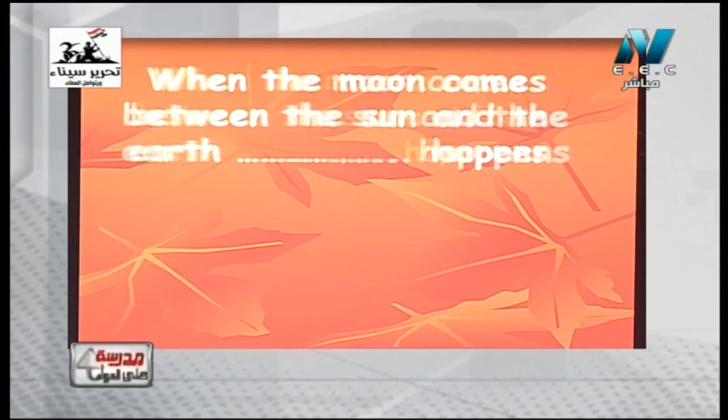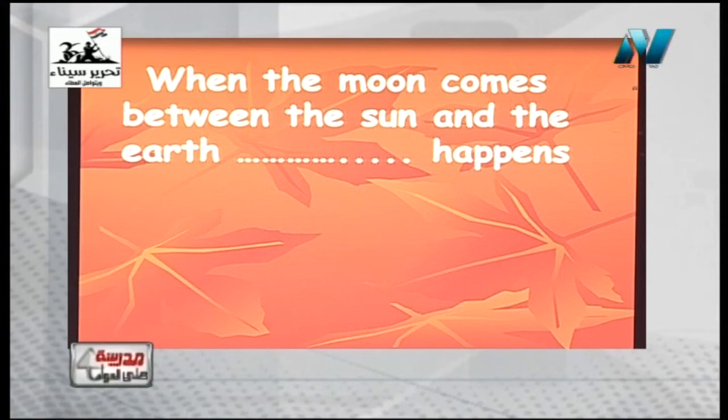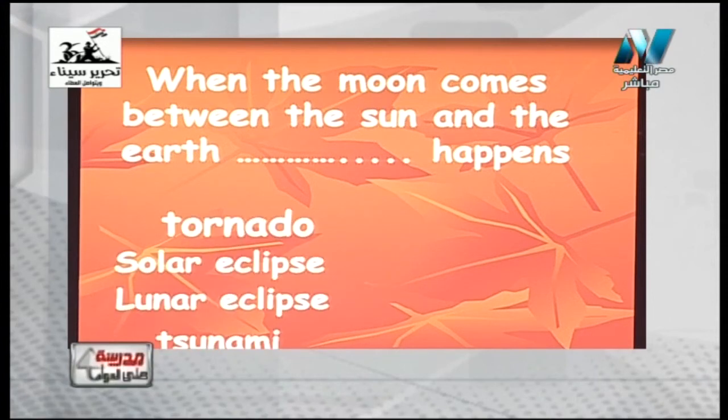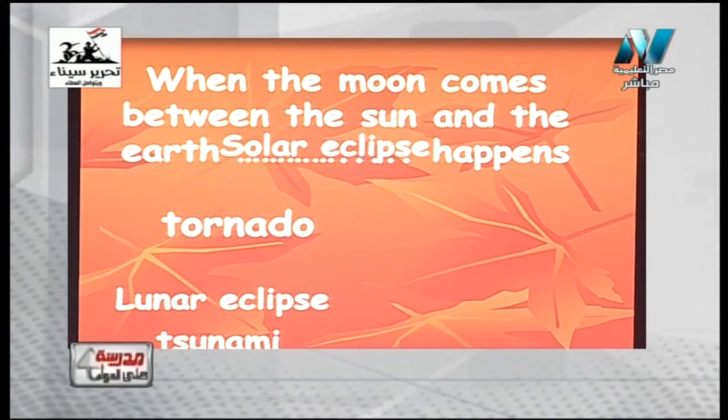Another question that says, when the moon comes between the sun and the earth, what happened? When the moon is in the middle, between the sun and the earth: tornado, solar eclipse, lunar eclipse, or tsunami? Surely we have a very interesting phenomenon called solar eclipse. Because the moon hides all of the sun or a part of it from coming to the earth, that makes a solar eclipse. And we have more than one type of solar eclipse: total, partial, and also annular.